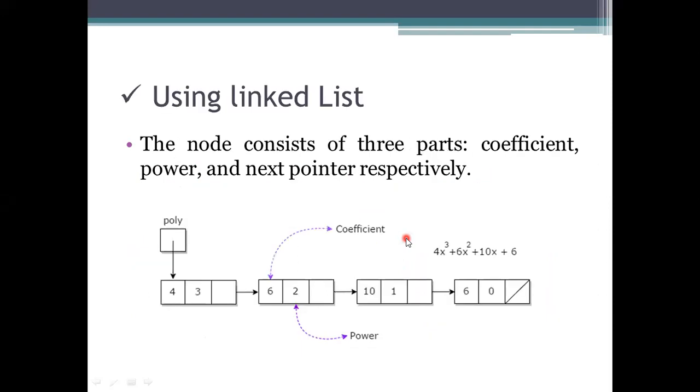And if you are using a linked list representation, it allows you to take a three-part node. The list will have a three-part representation consisting of the coefficient, the exponent, and the next link. If the link is there, it will use a pointer to that next node. If not, it will be specified as null. If you see this one, this is the polynomial we are using: 4x cubed plus 6x squared plus 10x plus 6.